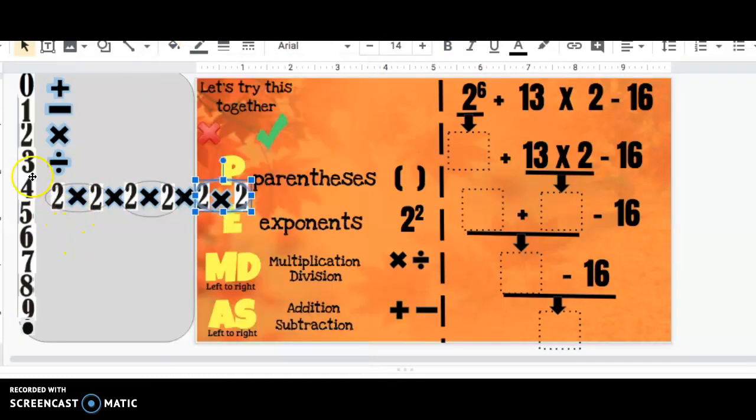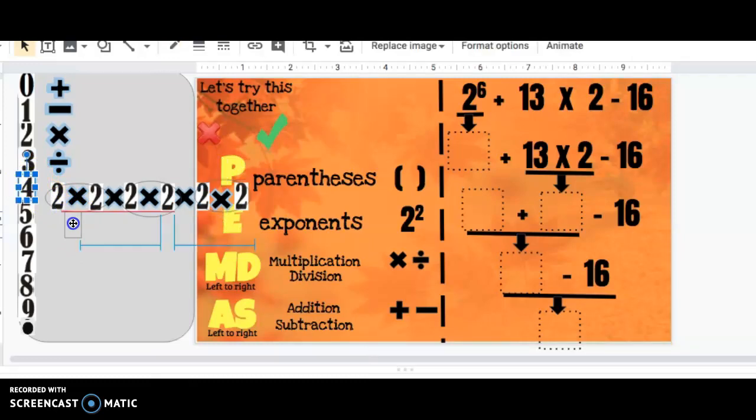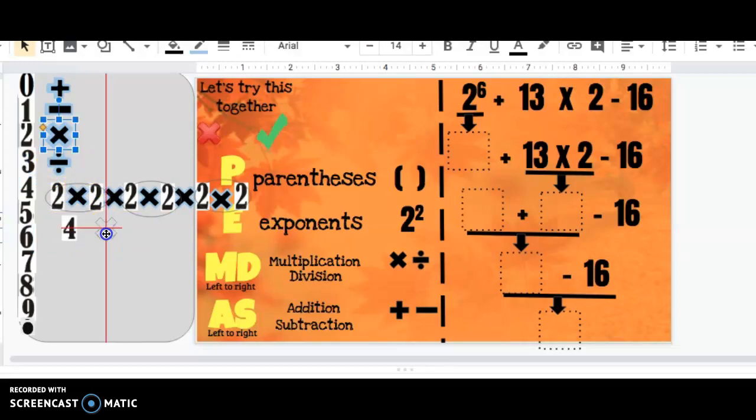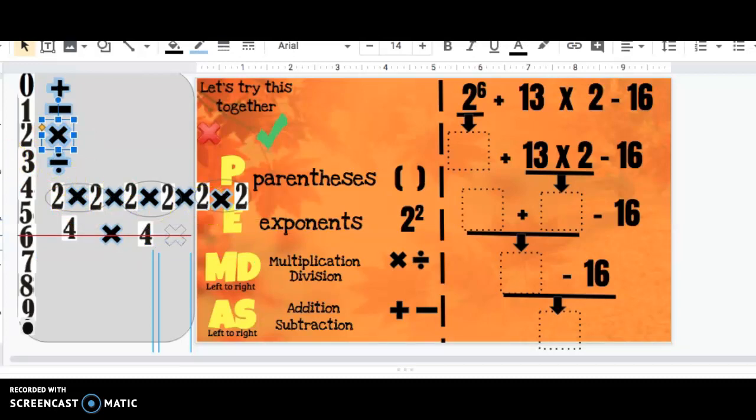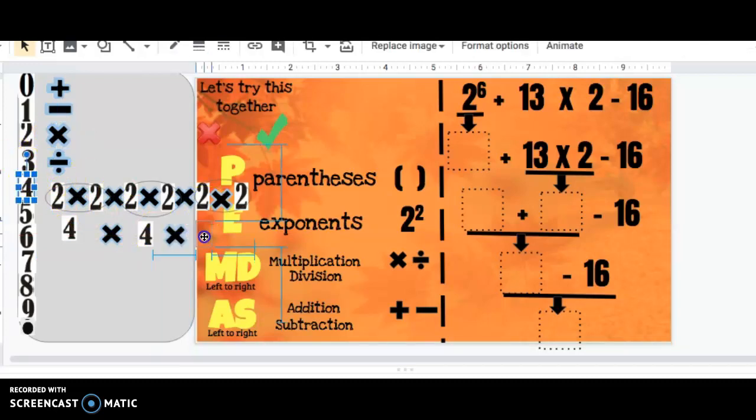So we know that 2 times 2 is 4. So that's 4 times 4 times 4. Okay? And I know that 4 times 4 is 16. So I'm going to put 16 below, breaking it down.